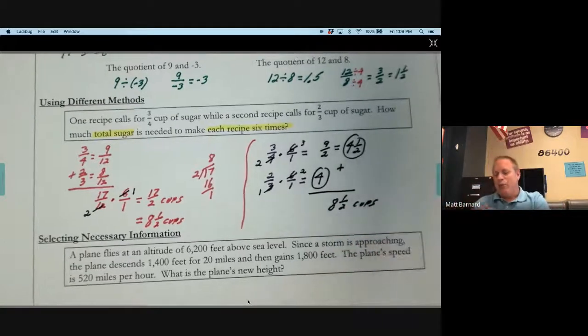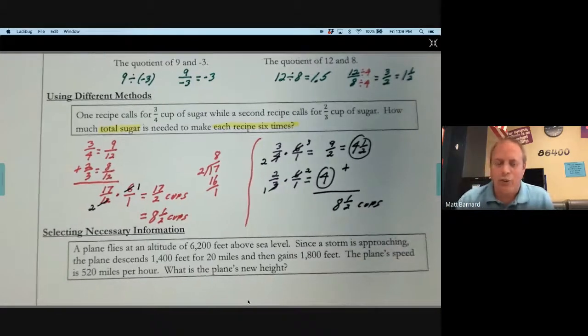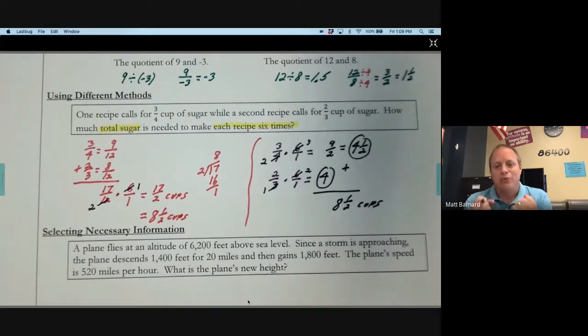So if you see one way in a video or in a particular question, and you go, hey, this method will work, hey, if it works, use it. We want you to be able to be a good critical thinker. The different methods are okay.